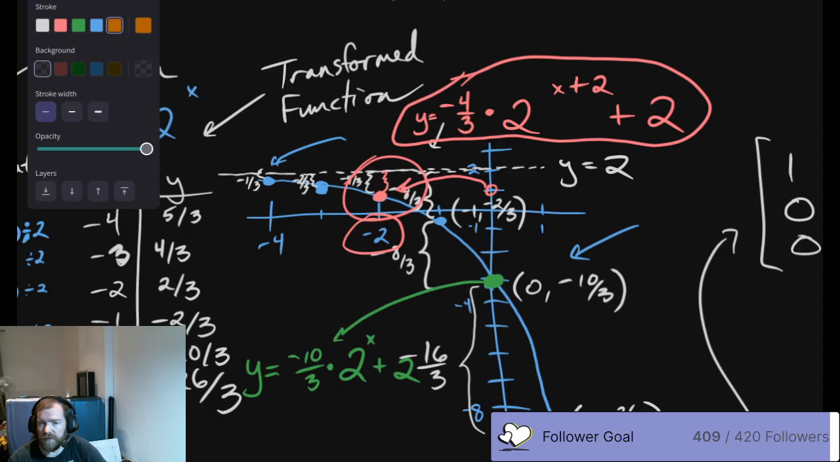What about this one? What about one in between? Sure, we could do that. It's going to be a pain in the rear. I don't want to do it. Let's do this one. At 1, -26/3. Okay.